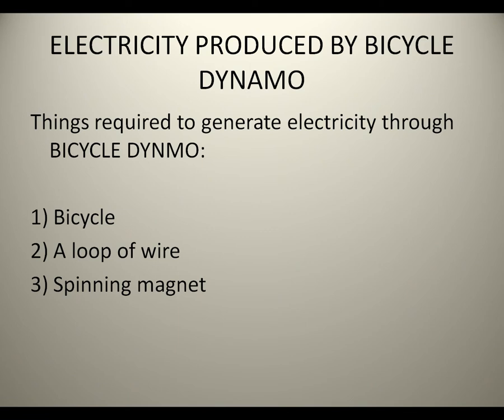Now we move towards the next method used to produce electricity, which is electricity production by bicycle dynamo. The things we require for this second method are number 1, a bicycle, number 2, a loop of wire, number 3, a spinning magnet.